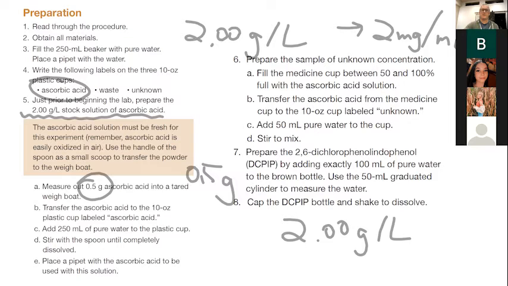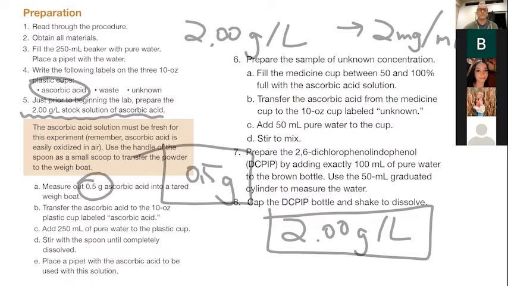What's the difference between this number and this number? What's the difference between 2.00 grams per liter and 0.5 grams? Other than they're different numbers, what's another difference between them? It's not per liter.